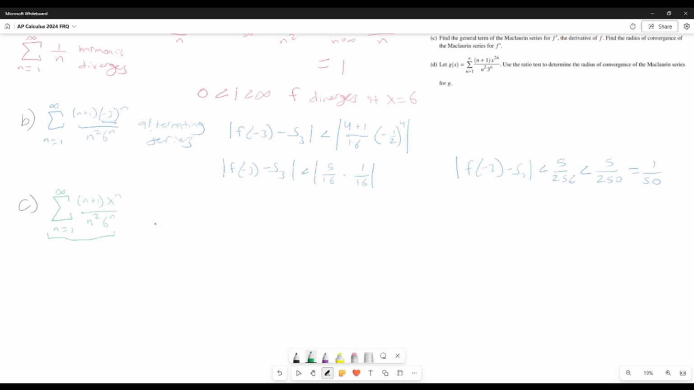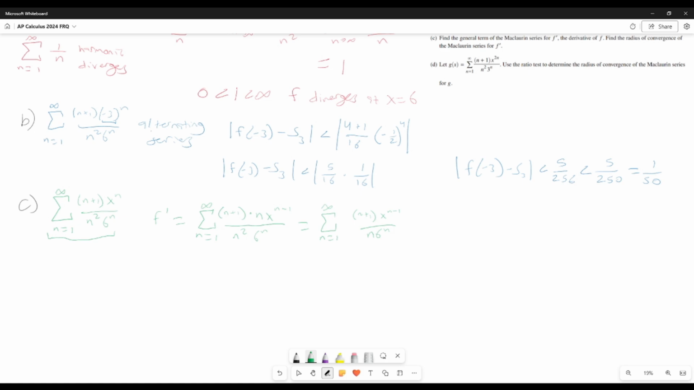So remember, taking the derivative is just as easy as deriving this expression with respect to x. So f prime is equal to the sum from n equals 1 to infinity of (n plus 1), and then we're going to take the derivative of x to the n. That is going to be n x to the n minus 1 over n squared 6 to the n. Further simplification is going to give us the sum from n equals 1 to infinity of (n plus 1) times x to the n minus 1 over n 6 to the n.